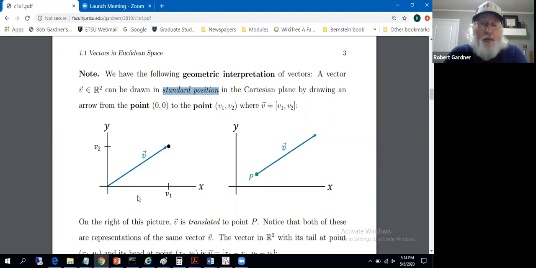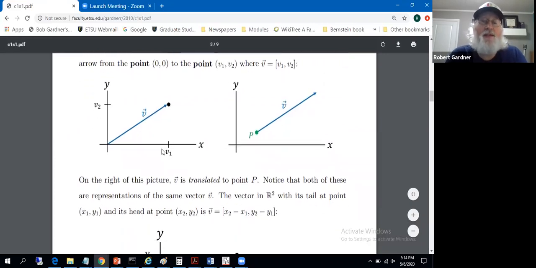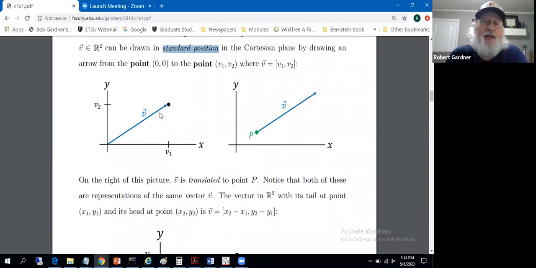But I could put them in positions other than standard position. I could take this same vector v and translate it over to point P. In the picture on the right, we've got point P in green. We've got the same vector. The idea being it's an arrow that's got the same length in the same direction. It's just been moved from standard position over to this point P. It's been translated over so that its tail is now at point P.